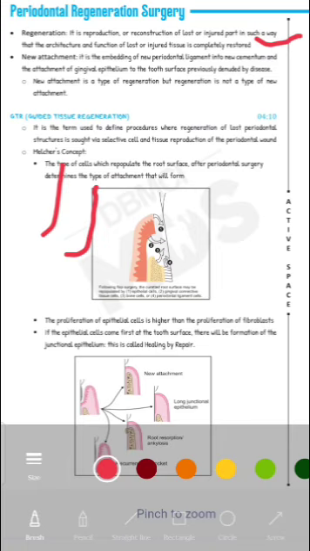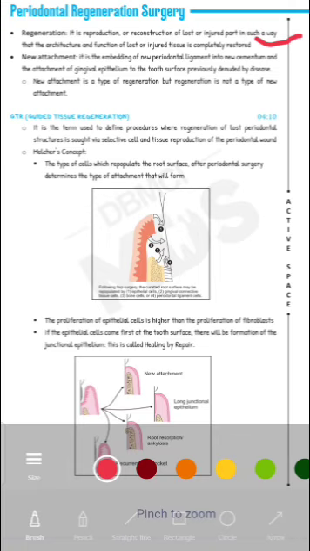Regeneration is real fixation. Okay, you rebuild everything exactly as before. New bricks, new cementum, new pillars. So this is what regeneration is called. But the main and very important point to notice is that new attachment is a type of regeneration, but regeneration is not a type of new attachment.